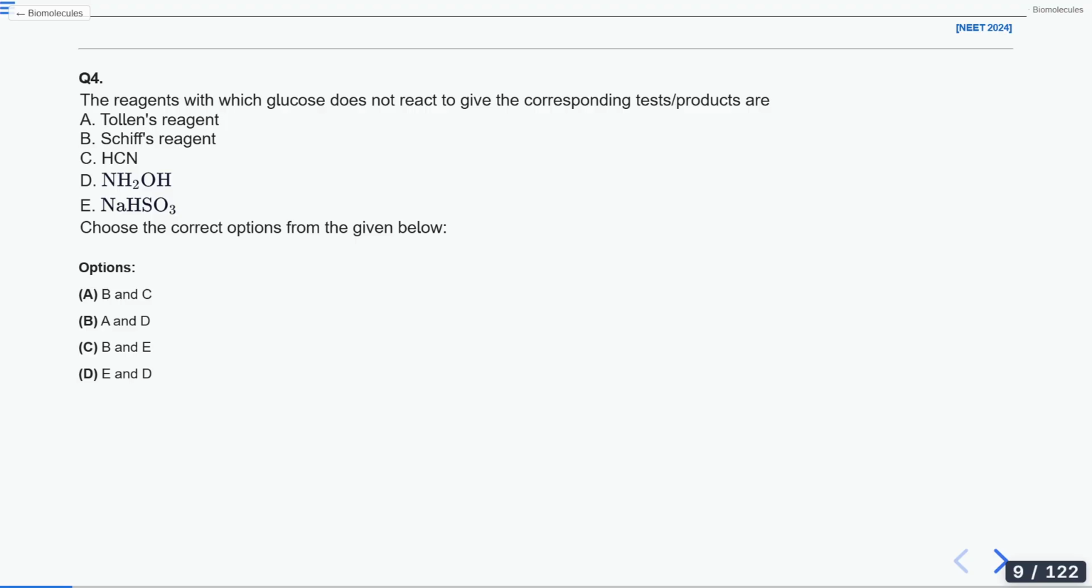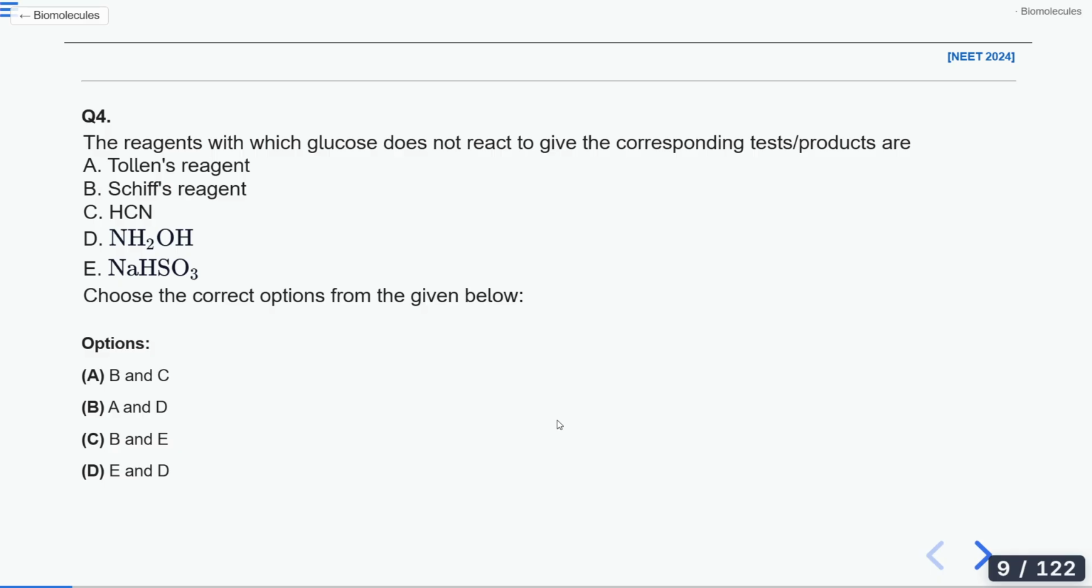So everyone is telling option C, Surbhi is telling D, Kamli is telling C, Irfana B, and E is correct. Okay, let's see. Sasi, is it also B, C? Varsha, C. Yes, it is very right. So your glucose cannot react with the Schiff's reagent, and also it cannot react with this NaHSO3.